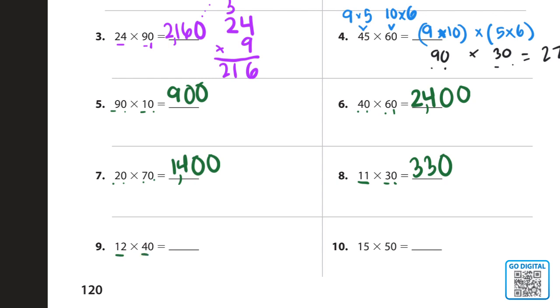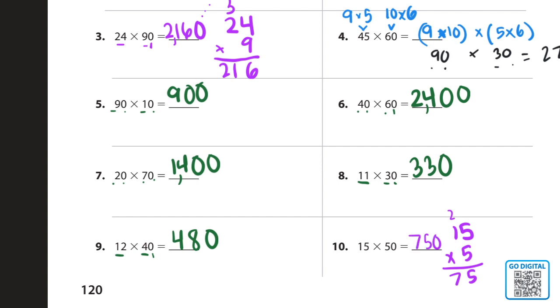Number 9 is 12 times 4, which is 48, and one more zero. 480 is the multiplication answer, or the product, of 12 times 40. 15 times 50. I can do this in various ways. If I use the standard algorithm, I will do 15 times 5, and then I'll add a 0. 5 times 5 is 25. 5 times 1 is 5, plus 2 is 7.